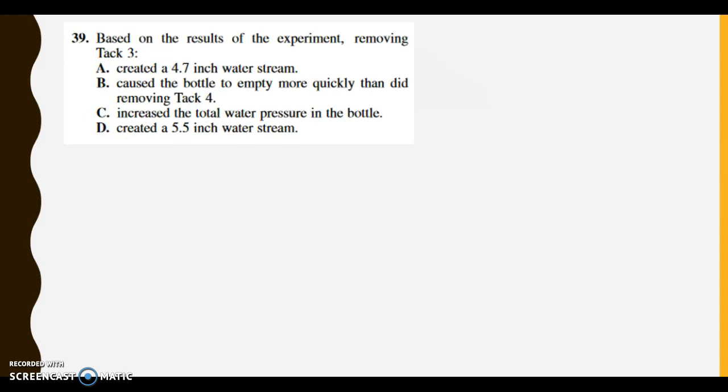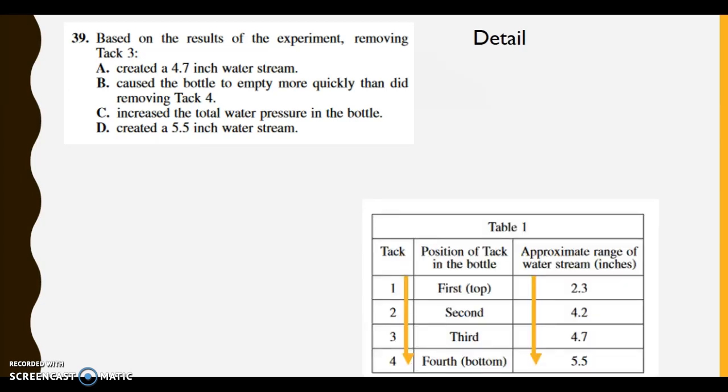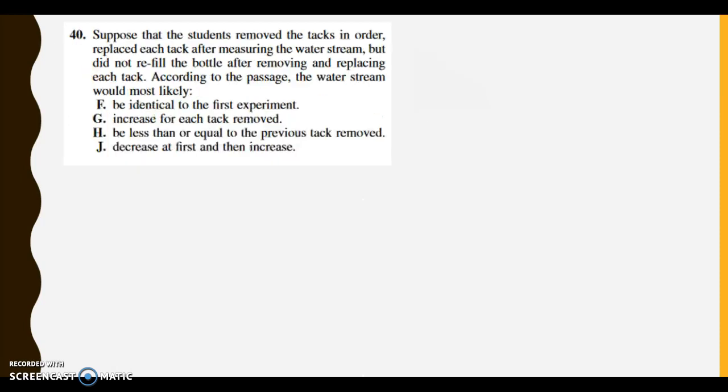Question 39. Based on the results of the experiment, removing tack 3 did what? This is a detail question. If I look through my answer choices, it's asking about a particular distance of water. So if I just go back to my chart and I go down to my third position of the tack, I can see that my range was 4.7 inches. So my answer choice is A.